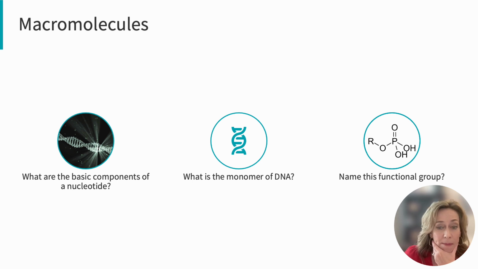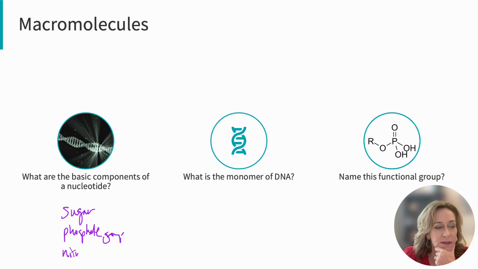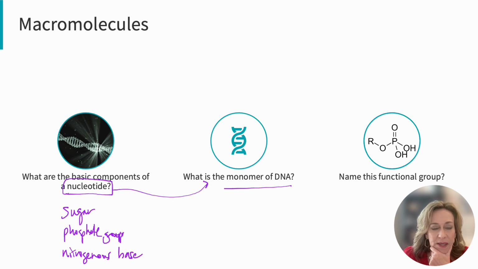So a nucleotide, that's the monomer of nucleic acids. And so this would be a sugar, right? It would be a phosphate group, and it would be a nitrogenous base. All right. What is the monomer of DNA? That's easy. It is a nucleotide, right? What is this functional group? So there's that phosphorus. This is a phosphate group. Okay, let's move on.